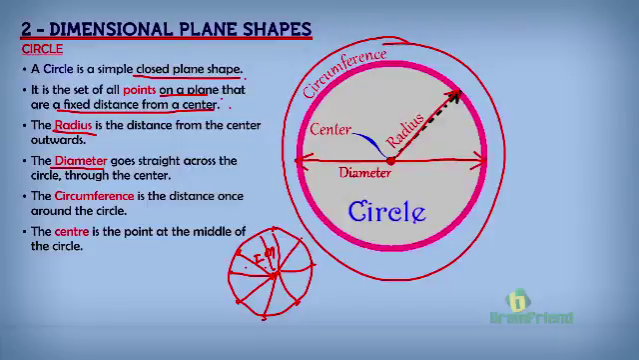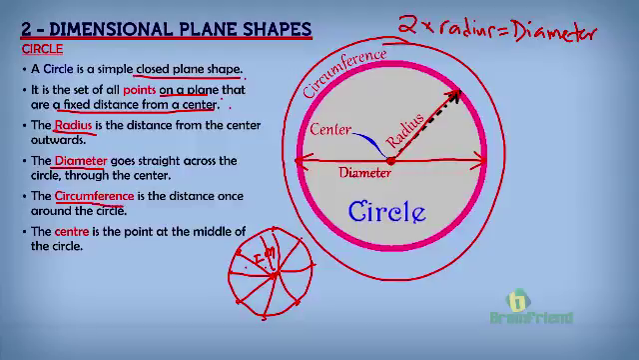Our diameter is twice the distance of our radius. So 2 times the radius will give us diameter. Always remember this. 2 times radius will give us our diameter.